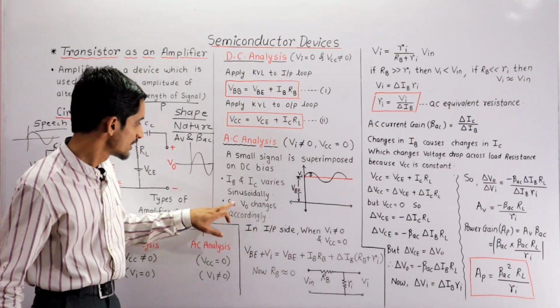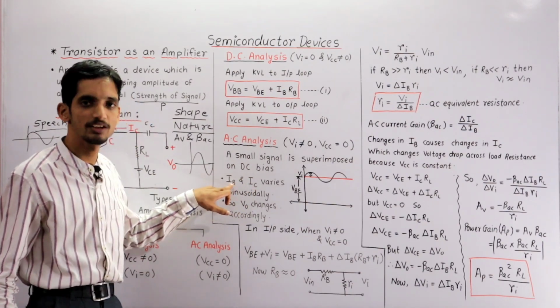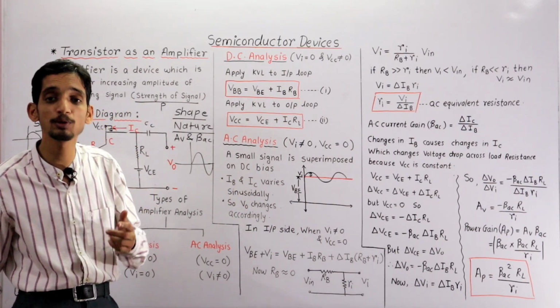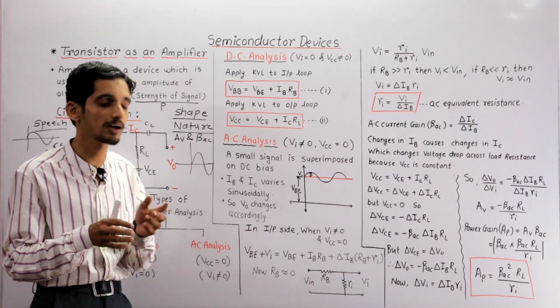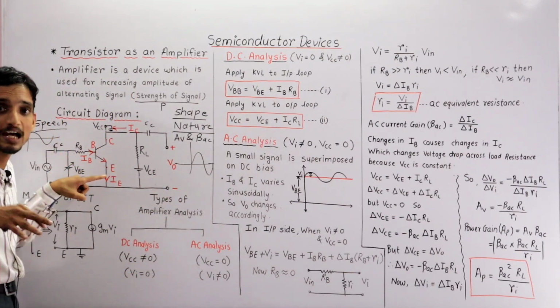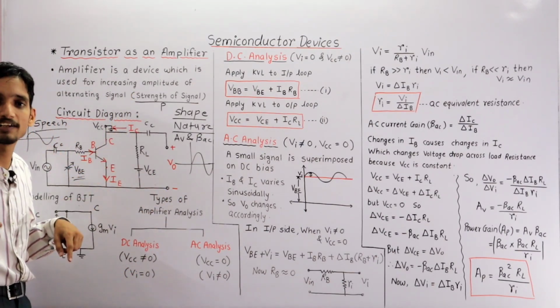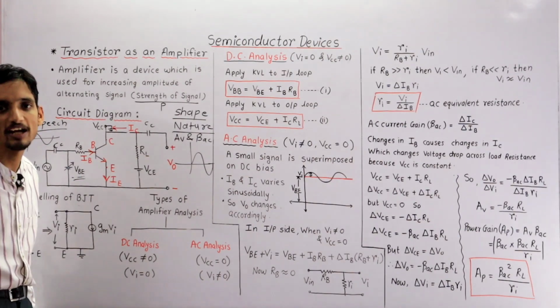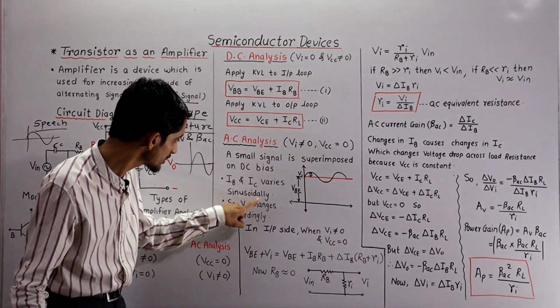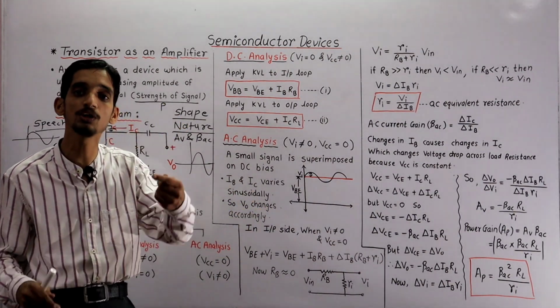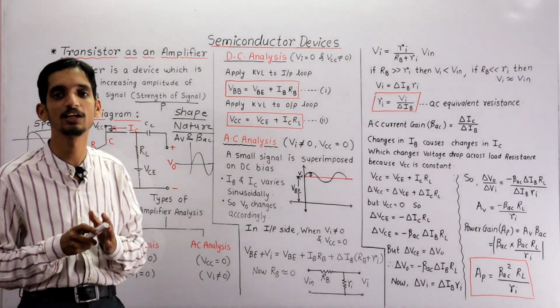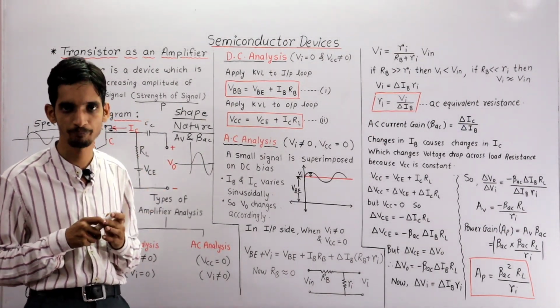That's why the IB current varies. Why does it vary? Because the input is varying. So your base current is also varying. As the base current varies, your collector current also varies. As the collector current varies, your output also changes. And in this way, you can get the amplification.